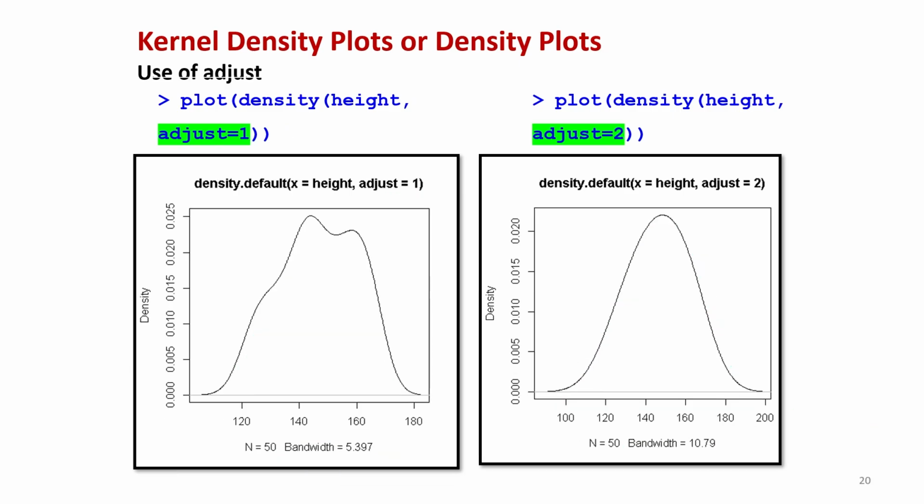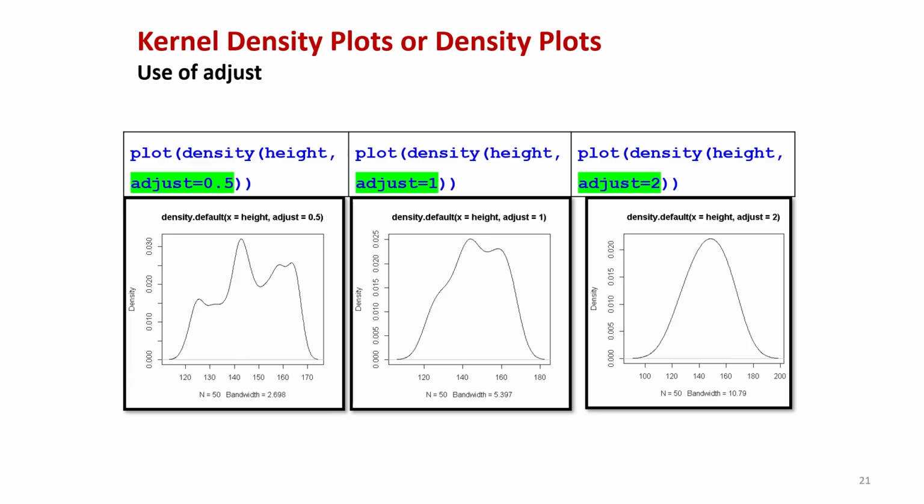Similarly, if you take adjust equal to 2 and compare it with adjust equal to 1, you can see that adjust equal to 2 is much smoother than even adjust equal to 1. In this case, when adjust is equal to 2, the bandwidth is 10.79. And if you plot these three figures on the same graphic, you can see adjust equal to 0.5, 1 and 2. This is how the graphs are changing. They are becoming smoother, right.